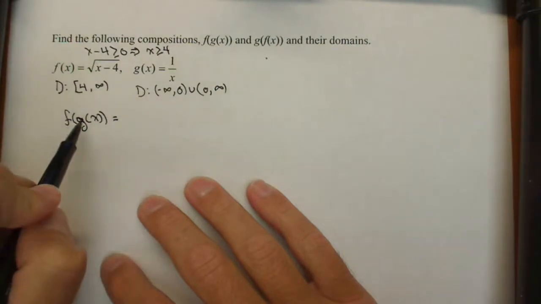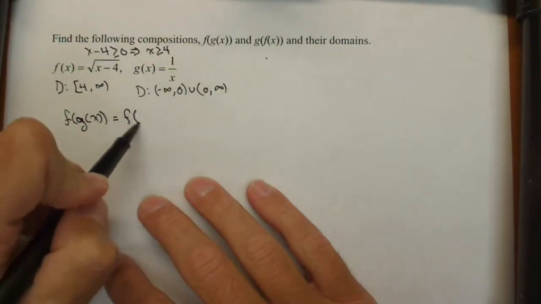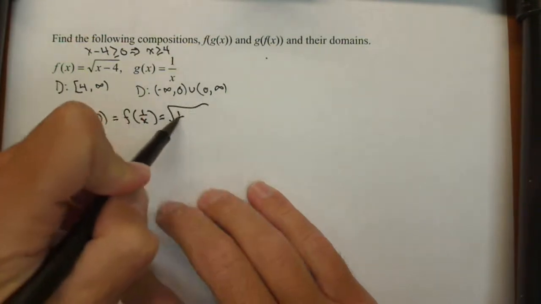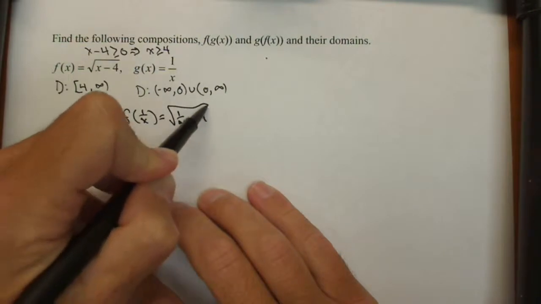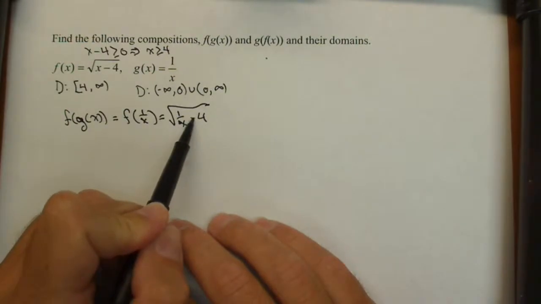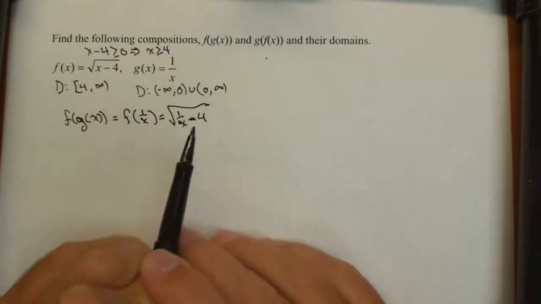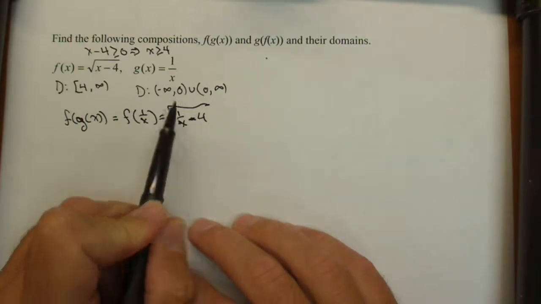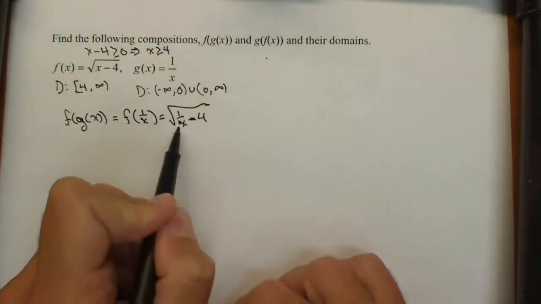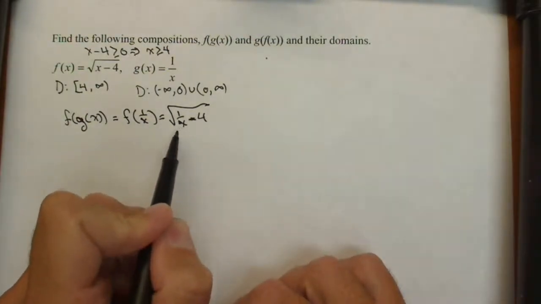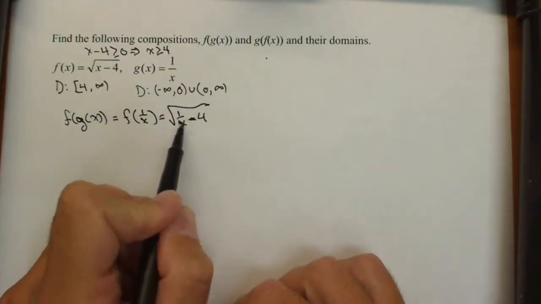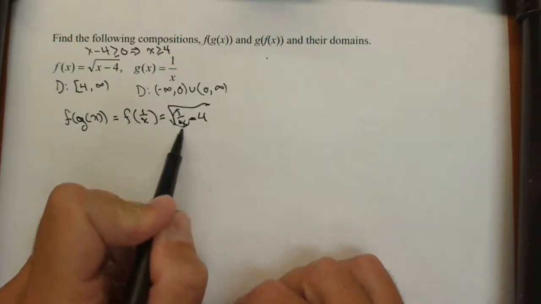So f of g of x, we're going to put g into f, so that's f of 1 over x, which is square root of 1 over x minus 4. Alright, now first off, notice that we're subtracting off 4. So 1 over x has to be positive. It can't be 0, because 0 is not in our domain. So 1 over x has to be positive, which means that x has to be positive. So x has to be greater than 0 already. We can see that, because this piece here has to be positive.